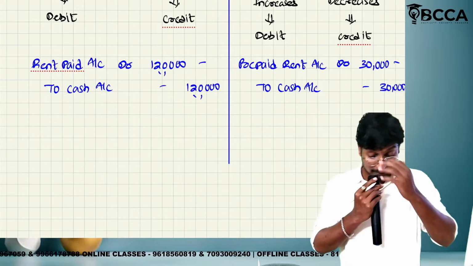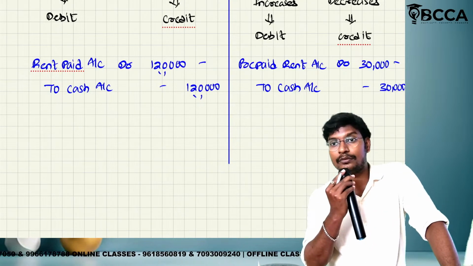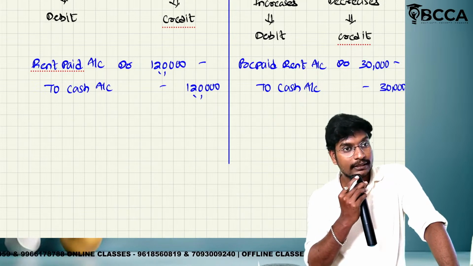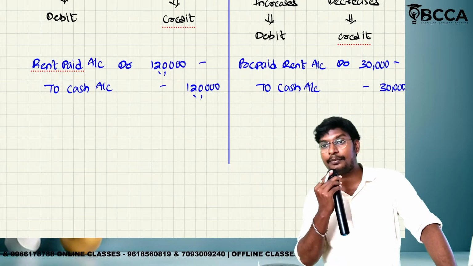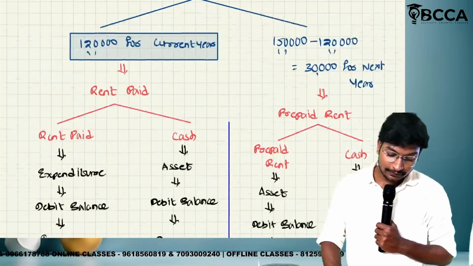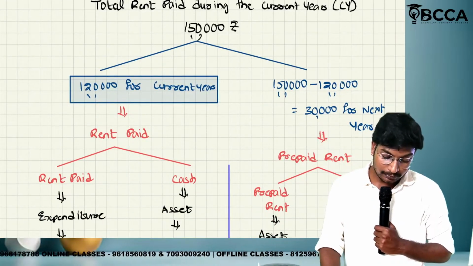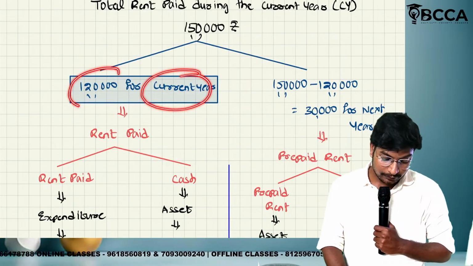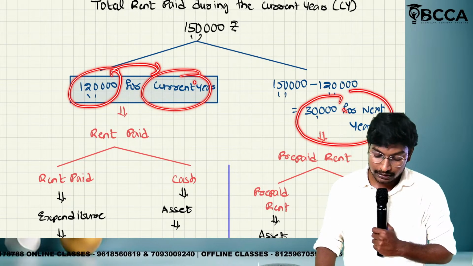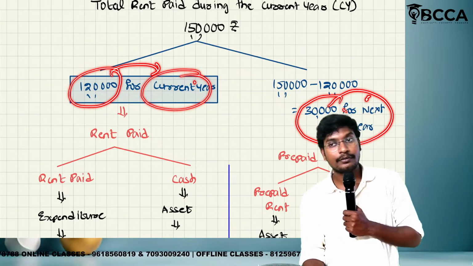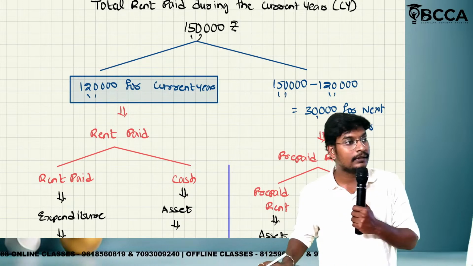Okay now. But when it comes to the accrual basis, we should consider only what is related to the current year. Totally we have paid how much amount? 1,50,000. In this 1,50,000, for the current year, how much amount belongs to it? 1,20,000 only belongs to the current year, but 30,000 belongs to the next year. So as per the accrual concept, we need to consider only 1,20,000. We should not consider the 30,000.